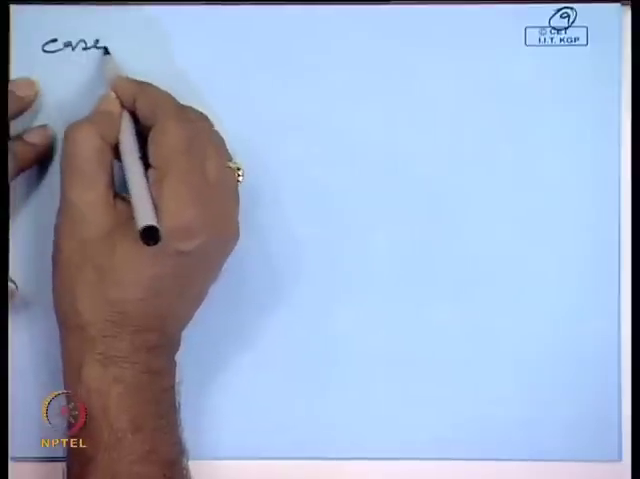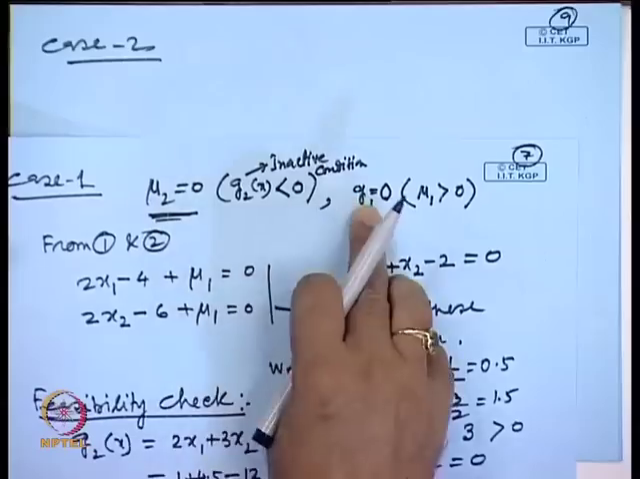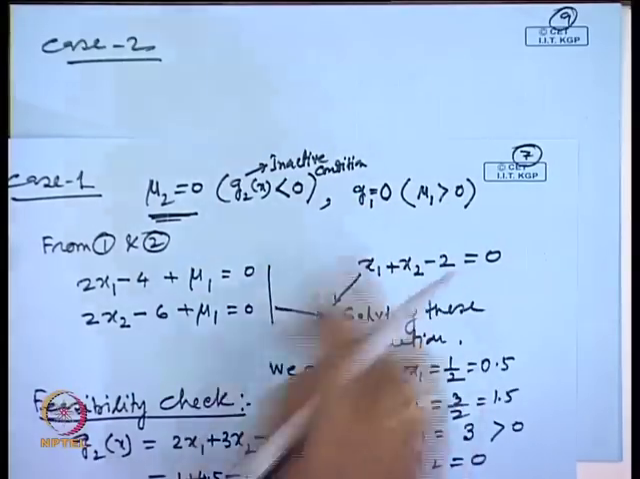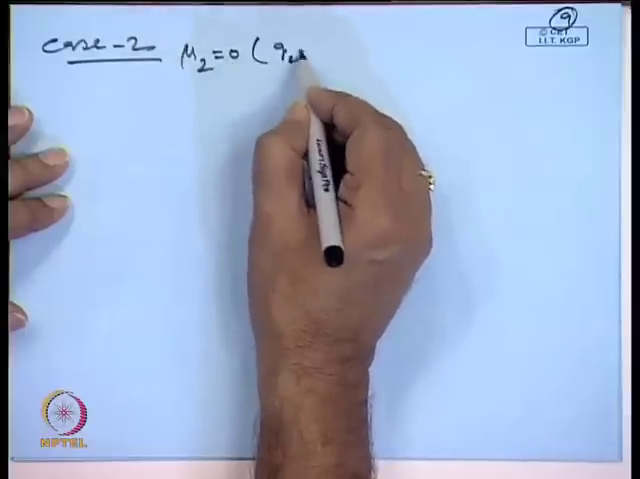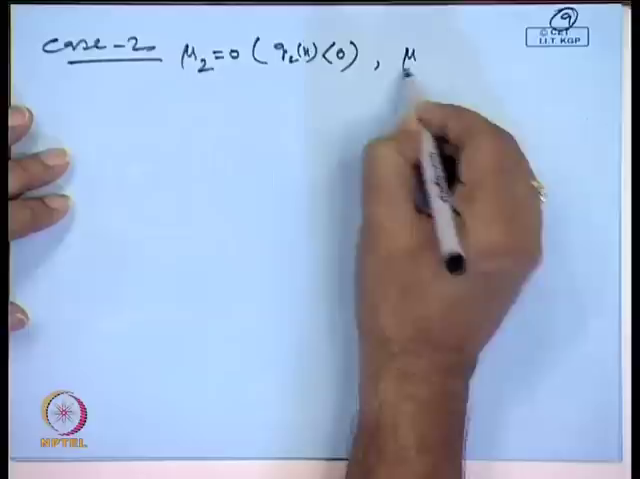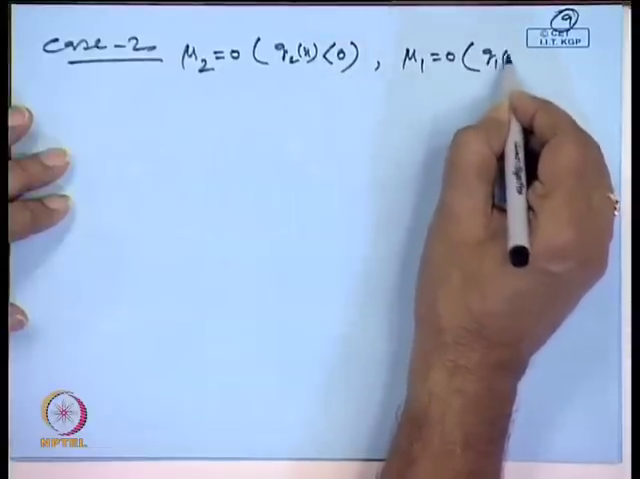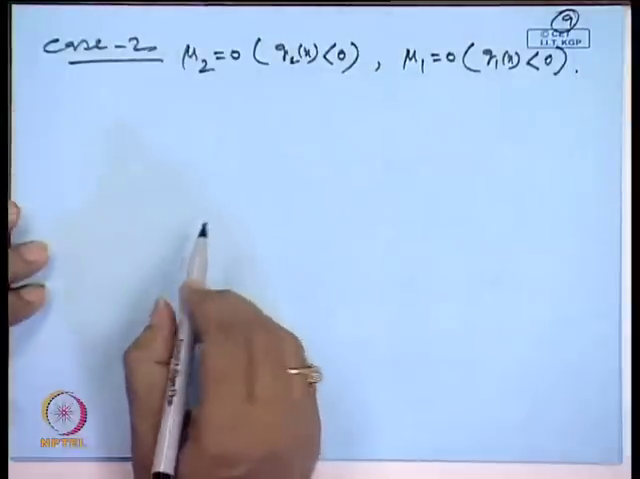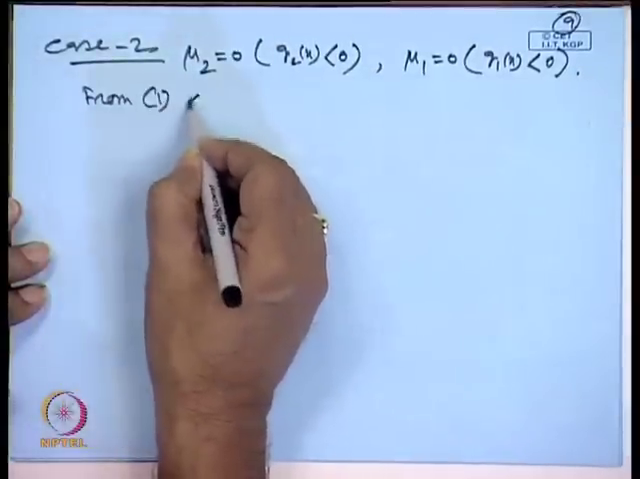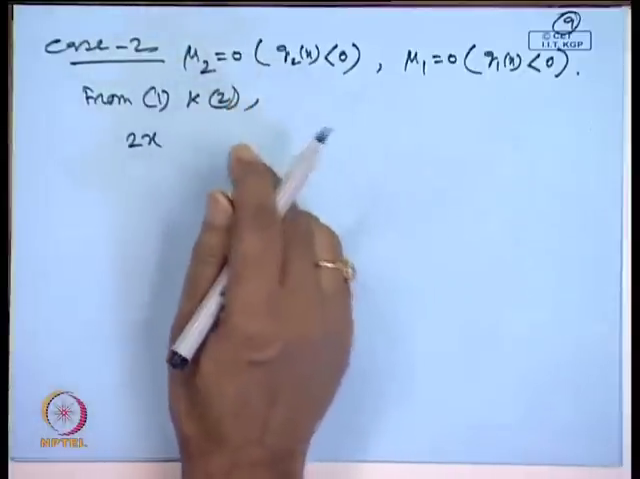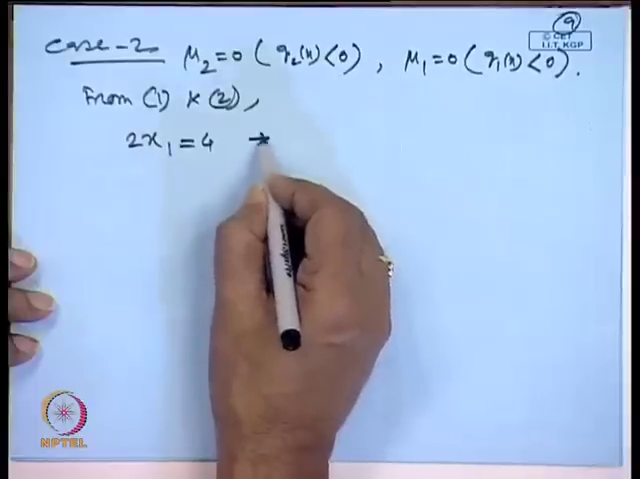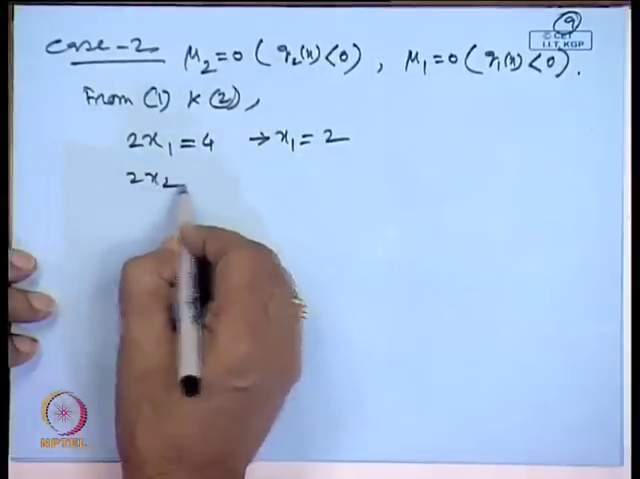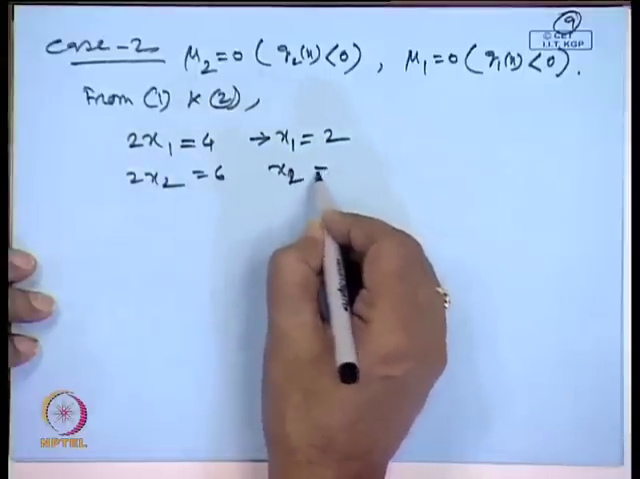So, case 1, where we made mu 2 is 0. Now there is another possibility, that mu 1 is also 0. Keeping mu 2 as 0, that means g2 of x is less than 0, and making mu 1 is 0, that means g1 of x is less than 0. Again from equations 1 and 2, I will put the values of mu 1 and mu 2. So I will get twice x1 is equal to 4, so x1 is equal to 2. Twice x2 is equal to 6, so x2 is equal to 3.